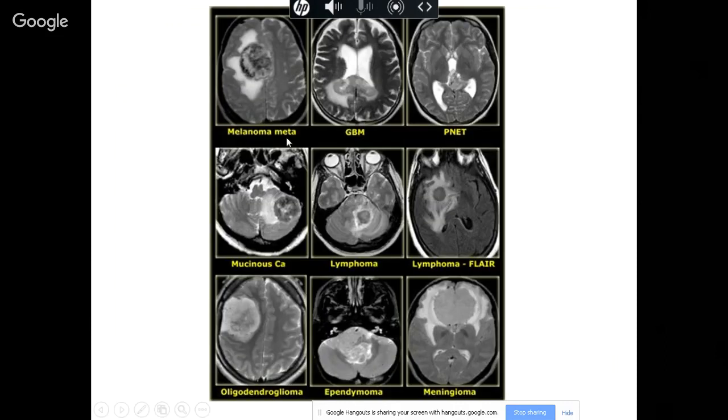So you look at this melanoma. On T2 it should be low signal. Remember on T1 here, GBM cross here, you have this necrosis, some kind of signal in this, PNET there, and the mucus on T2 here. Lymphoma can look like hypercellularity. That's why it gives you this low signal there. Lymphoma, you saw these, and oligodendroglioma, same thing, ependymoma, and then meningioma. So that all shows low because of the high cellularity.